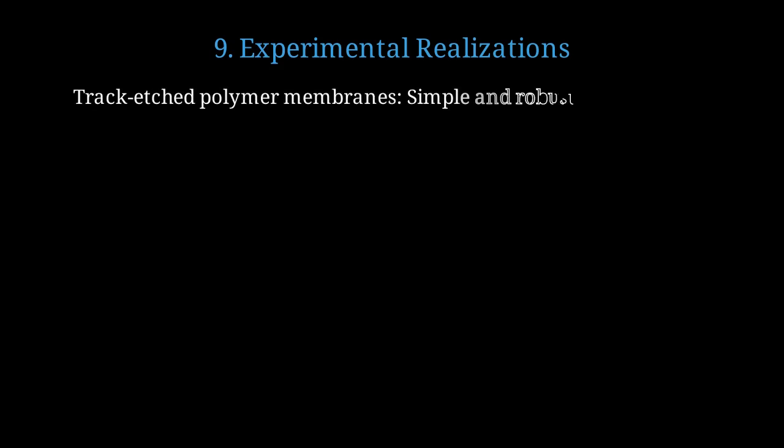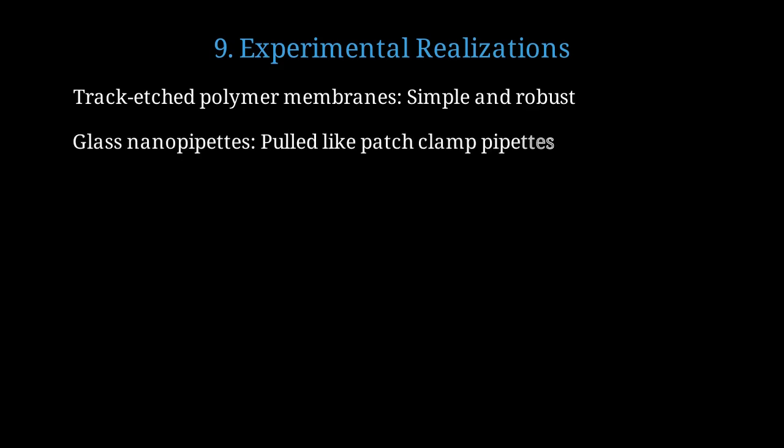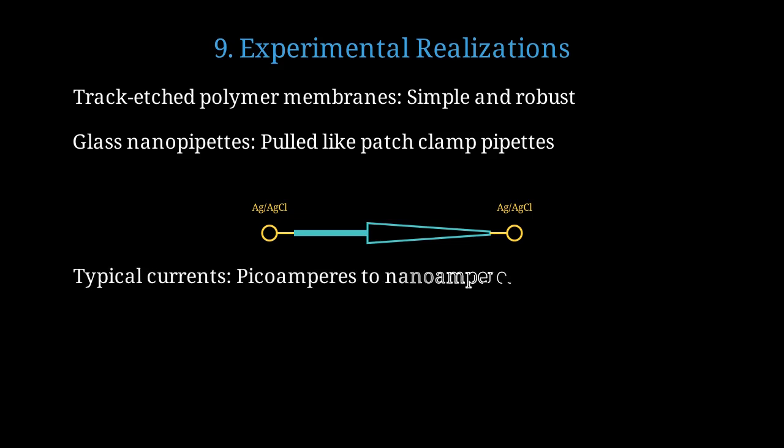One common method uses track-etched polymer membranes, where single-ion bombardment creates damage tracks that are chemically etched into conical pores. Last, nanopipettes are pulled using heat, similar to patch clamp pipettes in biology, creating well-defined conical geometries. The measurement setup uses silver-silver chloride electrodes in solution on both sides, applying voltage and measuring current with picoampere sensitivity. Typical measured currents range from picoamperes for very small pores to nanoamperes for larger structures, requiring sensitive electronics.